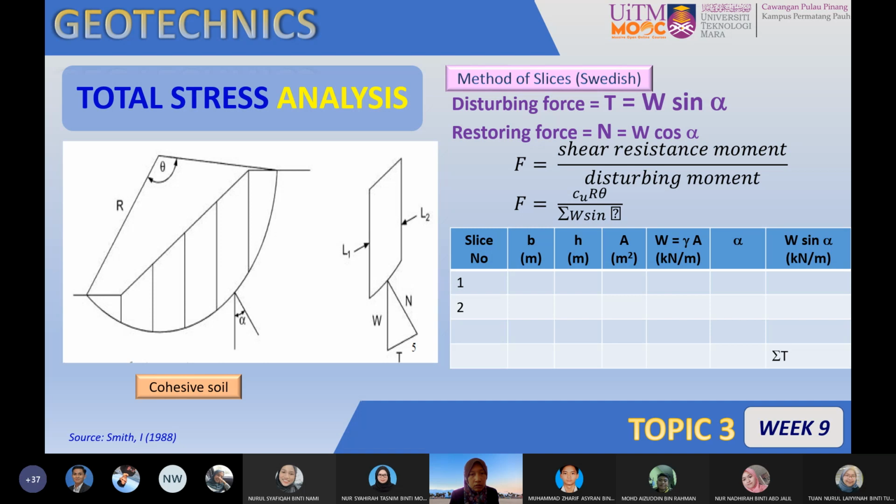So the resultant of T and N is W. When we resolve into T and N, this is the formula we have: N is W cos alpha, meanwhile T is W sin alpha. So substitute this formula into these equations. Right now we have the ratio of the shear resisting moment to the disturbing moment becoming c_u r theta over W sin alpha. So this is when you adopt the Swedish method, for example, for cohesive soil.